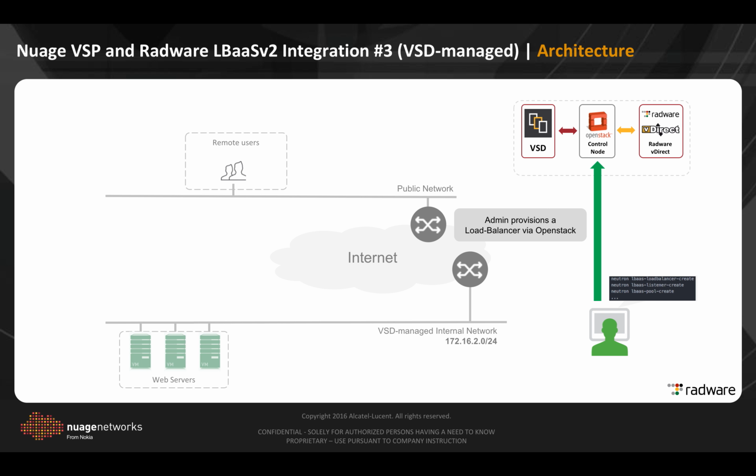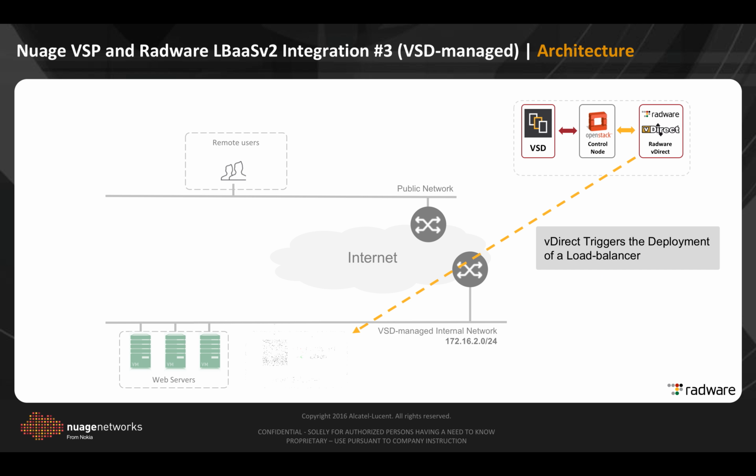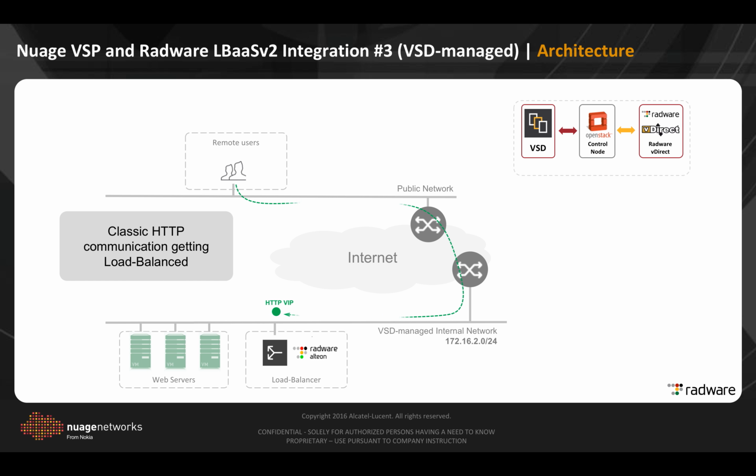When an admin configures a load balancer via OpenStack console, vDirect receives the order to provision an Alteon virtual machine that corresponds to the configured load balancer. vDirect triggers the deployment of an application delivery controller, which after deployment is being connected to the internal network. Next, the Alteon machine would expose a virtual IP and would load balance traffic to the configured real servers.